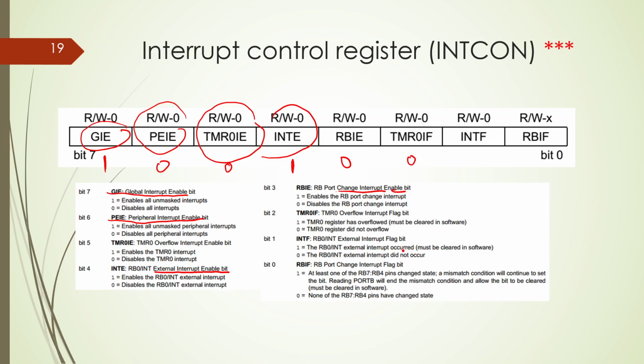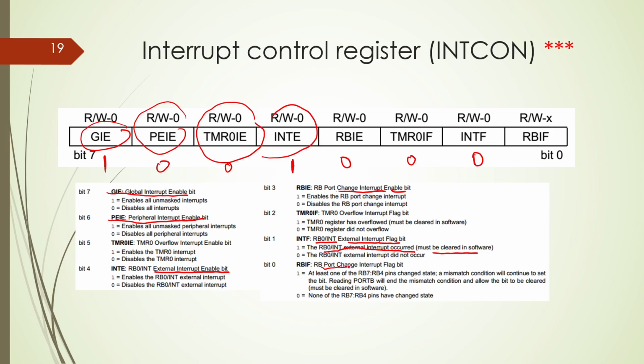And then let's say we want to use the port B0 interrupt flag. So INTF is the port B0 external interrupt flag bit. So you have to set it as 1. Okay, 1 means B0 external interrupt occurred. Okay, it must be cleared in the software. You have to clear the flag for the next interrupt to happen. So before the interrupt happens, this one is set to 0, because when the interrupt happens, it will automatically be set to 1. Okay, so in the software you have to set it to 0.